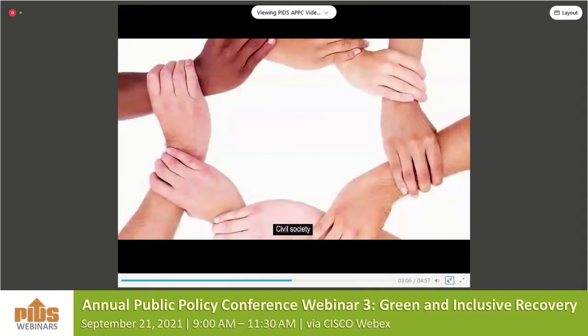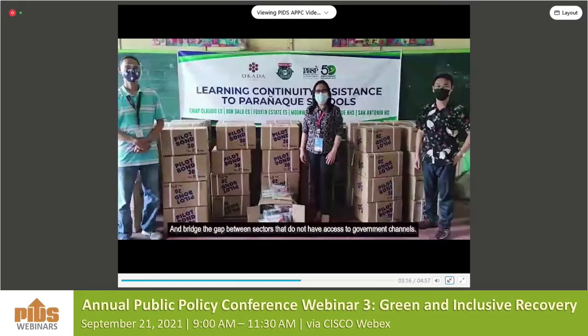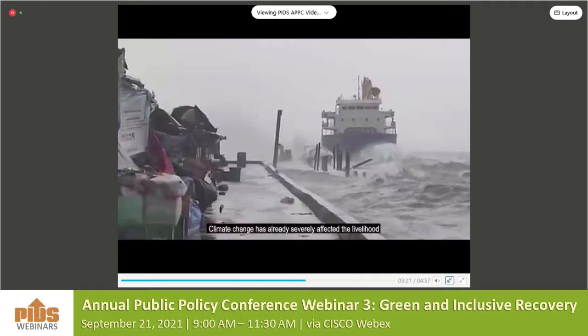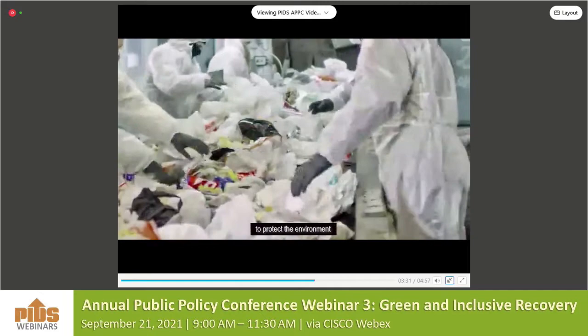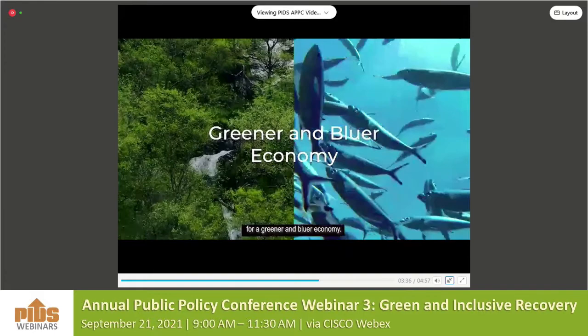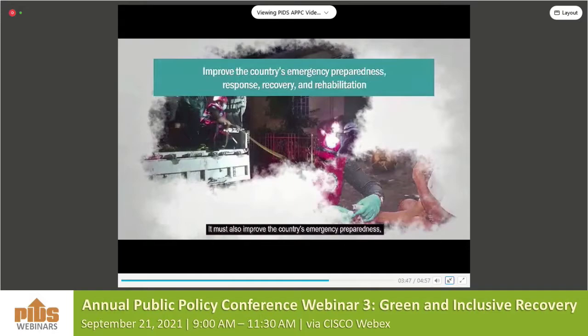Civil society must be relentless in pushing for a more accountable and responsive governance and sustainable business practices, and bridge the gap between sectors that do not have access to government channels. Climate change has already severely affected the livelihood of most Filipinos, and the COVID-19 pandemic just worsened the situation. There is a need to strengthen measures to protect the environment and adopt climate resilience programs that will pave the way for a greener and bluer economy. The government must focus on setting the right policies to address the needs of the times. It must also improve the country's emergency preparedness, response, recovery, and rehabilitation.